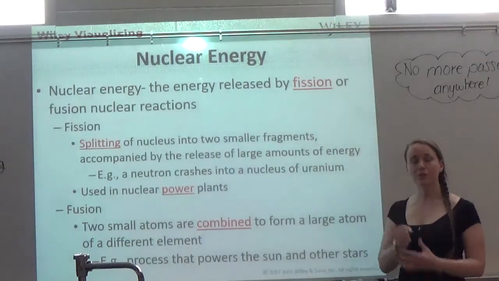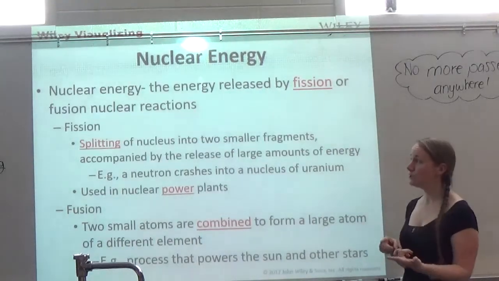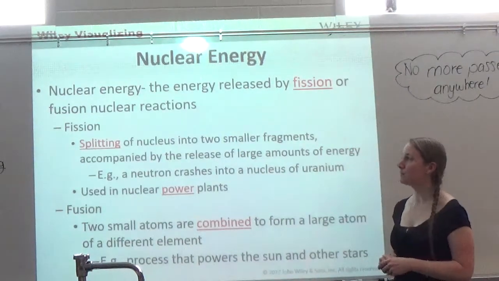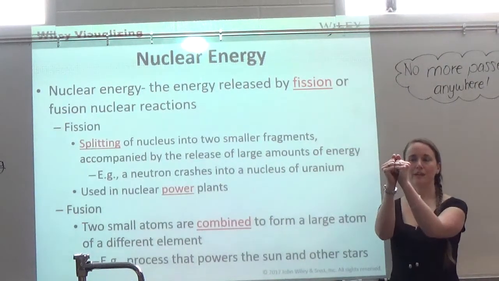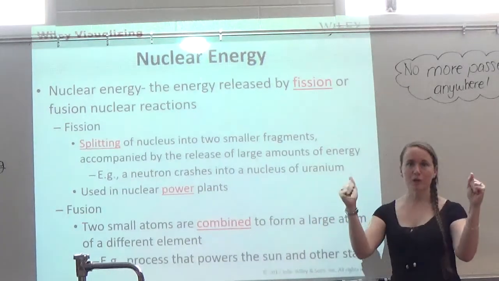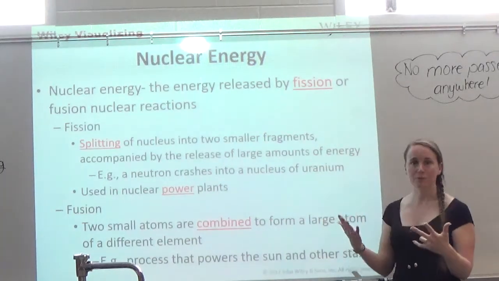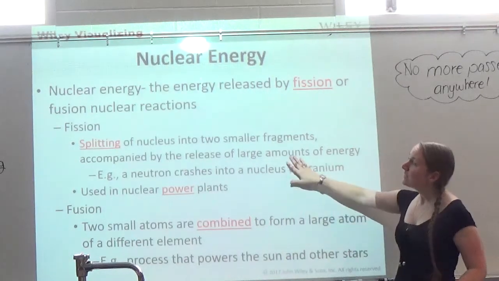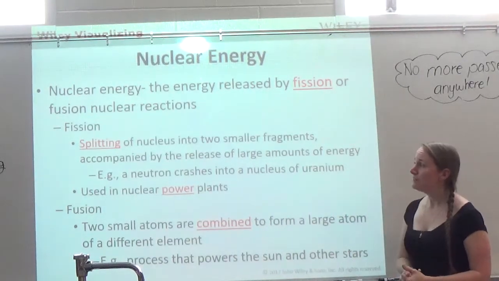So there's two types of nuclear reactions we'll talk about, fission and fusion. So fission is the splitting of a nucleus into two smaller fragments. So if this is my nucleus, and I can break it apart into two smaller nuclei, that's an example of fission. So fission is splitting. And it's accompanied by the release of large amounts of energy.